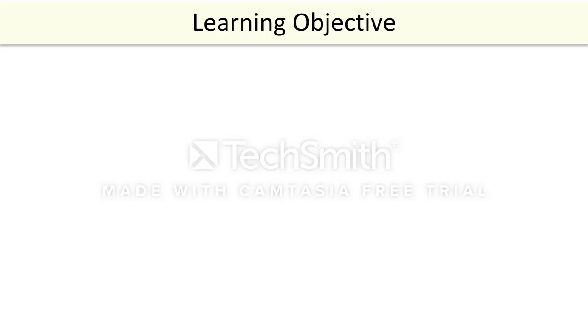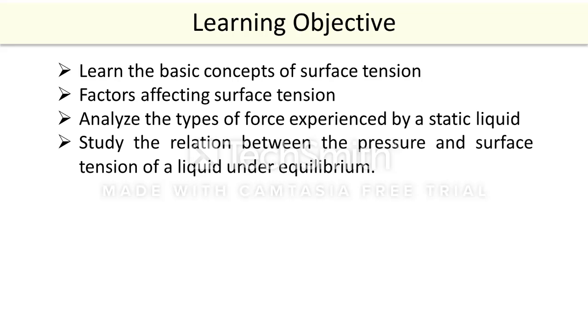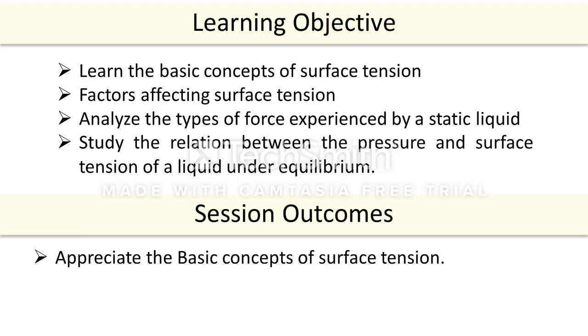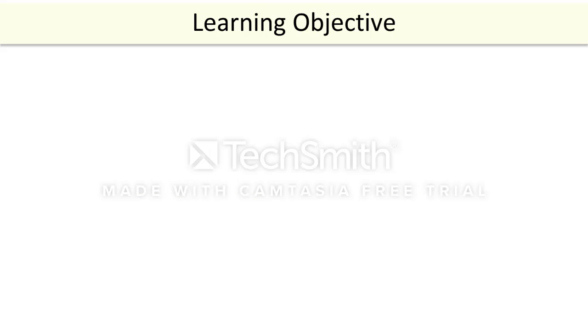Learning objective. Students learn the basic concepts of surface tension, factors affecting surface tension, analyze the types of force experienced by a static liquid, and study the relation between the pressure and surface tension of a liquid under equilibrium. Session outcomes. Students appreciate the basic concepts of surface tension and obtain an equation relating pressure P and surface tension T.